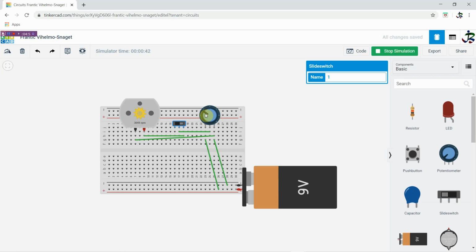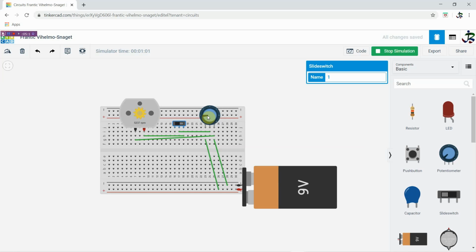So as you decrease the resistance, the speed is increasing. As you increase the resistance, the speed of the fan is decreasing. So this is also one example that you can consider as a practical application of how you can use this potentiometer to control the speed.